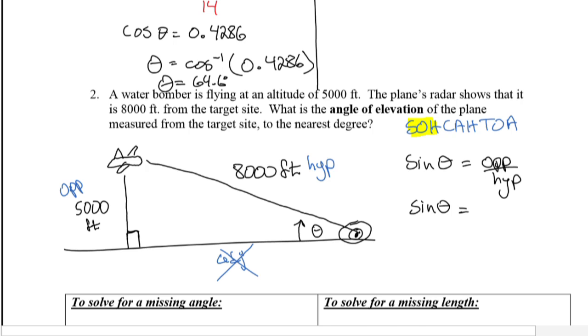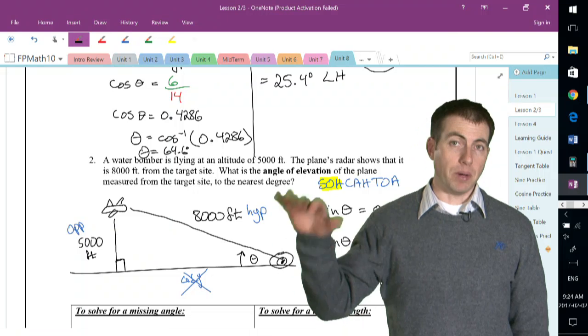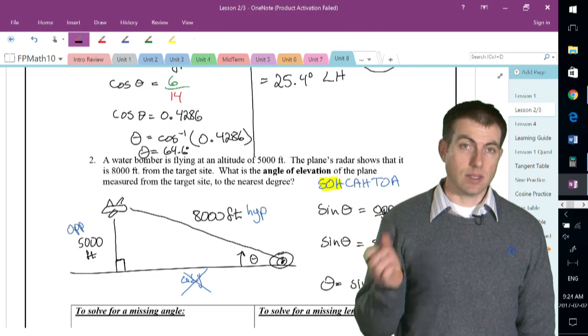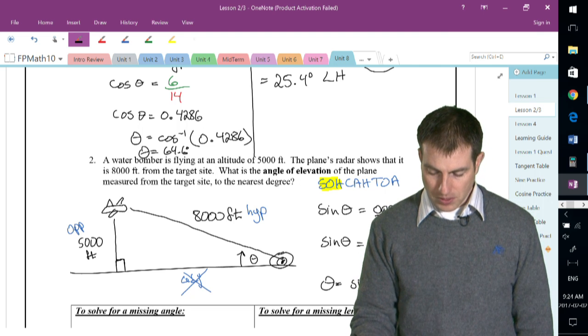The length of the opposite side is 5,000. The length of the hypotenuse is 8,000. Now, instead of doing the division to get a decimal here, 5,000 divided by 8,000, I'm going to take the inverse sine of 5,000 over 8,000 on my calculator and see what it gives me. So this is just another way to do the problem. Up above, we calculated the ratio of sides, then we put it into our calculator. I'm just going to do it all in one step, and I'll show you how that looks on your calculator.